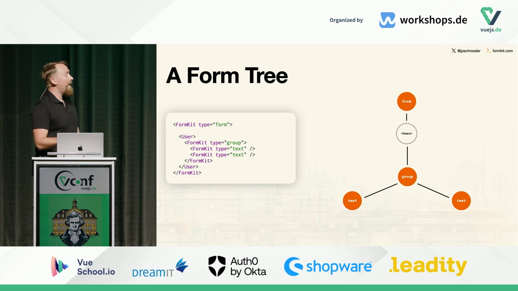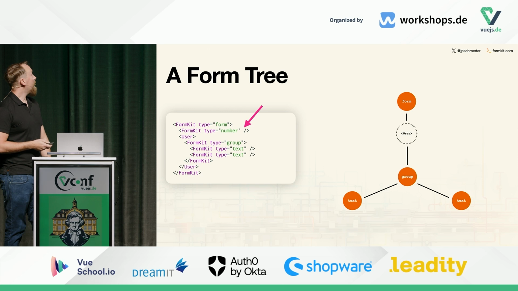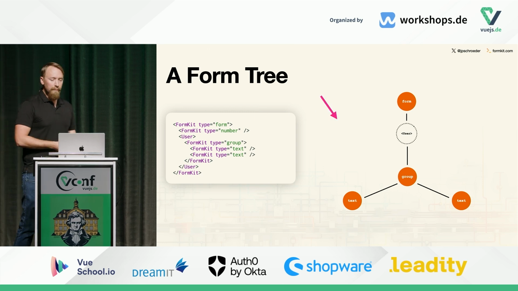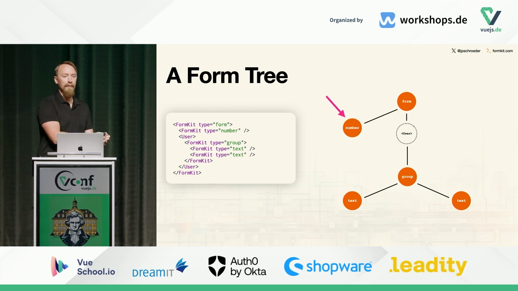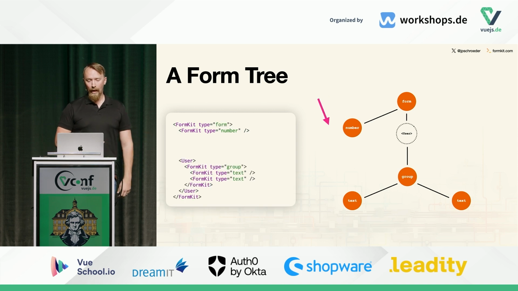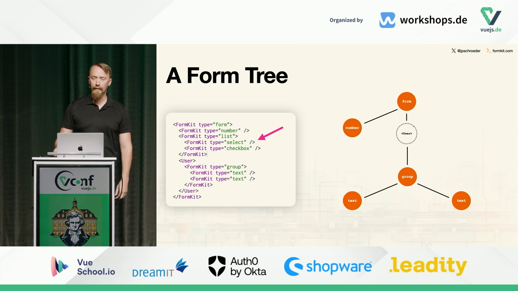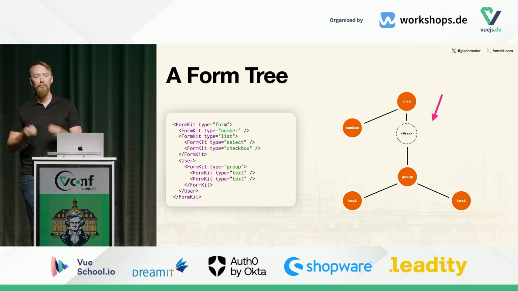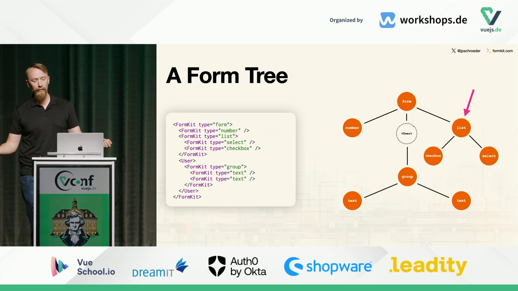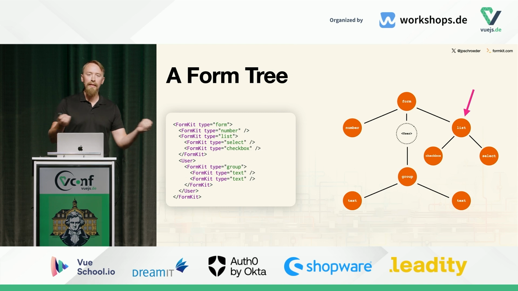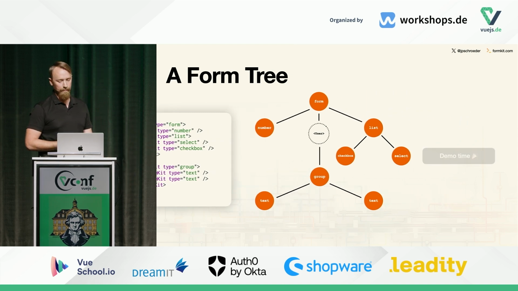Now, what if I wanted to add a new input? Maybe this is v-if'd in there or something like that. OK, so a FormKit type number. That automatically creates a new branch in our tree. How about something like an array? Well, in this case, I would do a list, and I'd have 2 items underneath it. These would also automatically self-assemble. And just like native HTML, except now you have the ability to do much more complex structure.